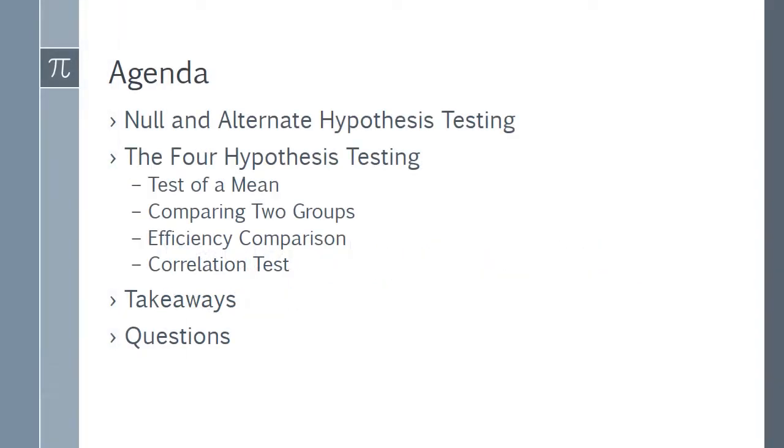So for our agenda today, I'll give a brief explanation on null and alternate hypothesis testing, the 4 hypothesis testing examples of a test of a mean, comparing 2 groups, efficiency comparison, and the correlation test. I'll then give a brief explanation on my takeaways for this presentation, and then of course open the presentation to any questions.